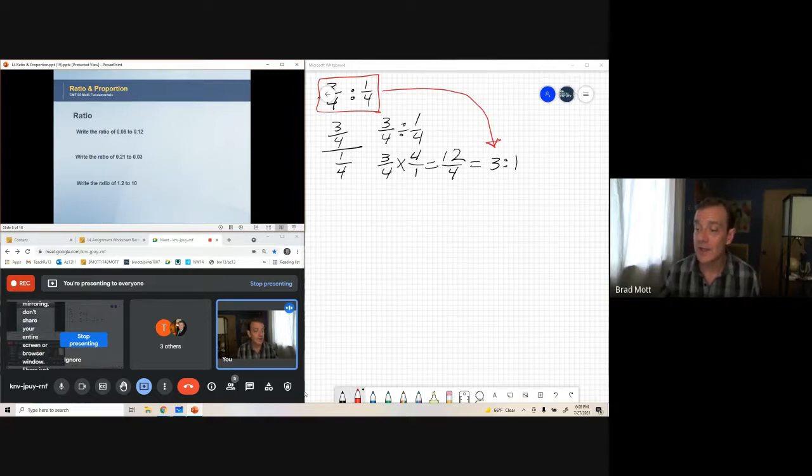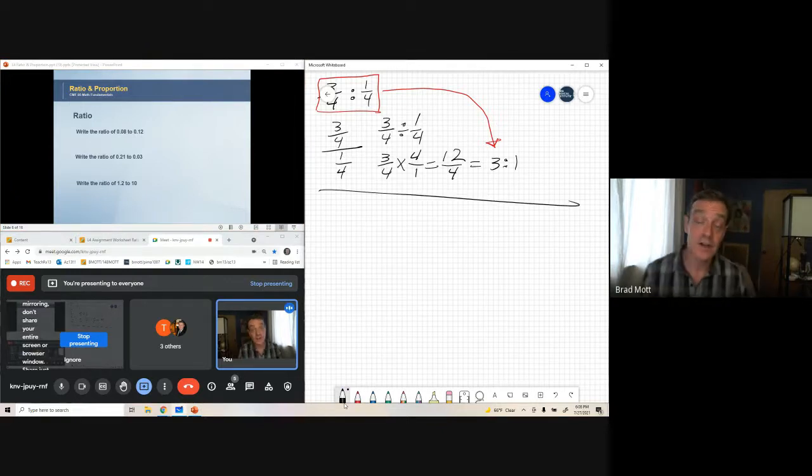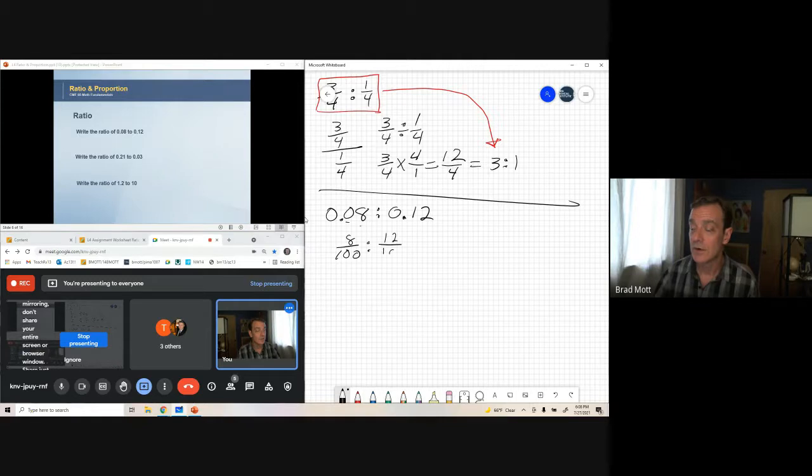Okay, so we've manipulated fractions, but as we learned from yesterday's lecture, decimals can also be written as fractions. So if you have something like 0.08 to 0.12, let's convert the first decimal into hundredths. That is 8/100ths. Ratio of 8/100ths to 12/100ths. And now we can do just like we did with the fractions that we just solved.